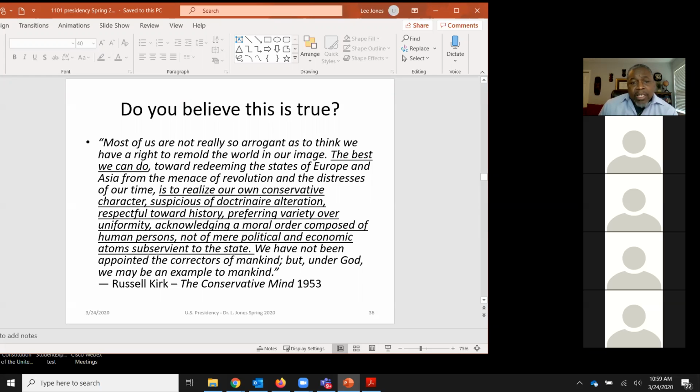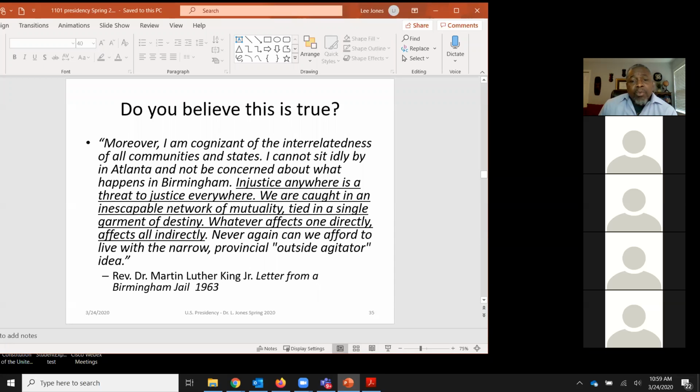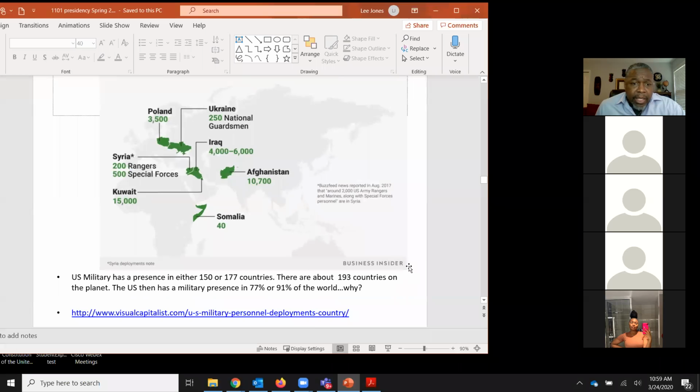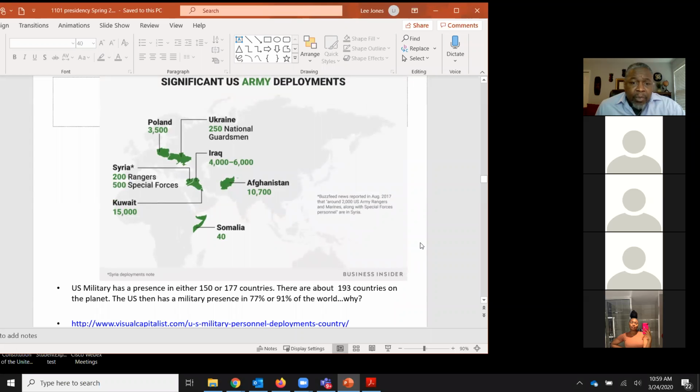This means if these things are true, if you accept from the conservative that we are not the correctors, but an example of mankind, if you accept, in the words of Martin Luther King, that injustice anywhere is a threat to justice everywhere, I wonder what you make of a few factoids. We are talking about not the theoretical powers of the president, but the real-world applicability of the powers of the president. The American military has a presence in 91% of the world. What is the American military doing in 91% of planet Earth?